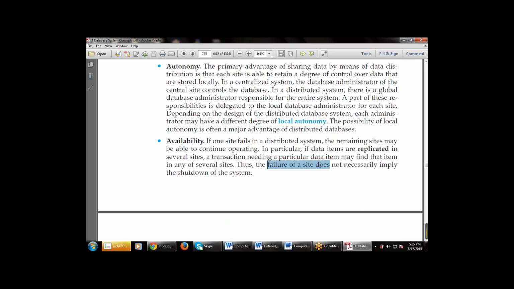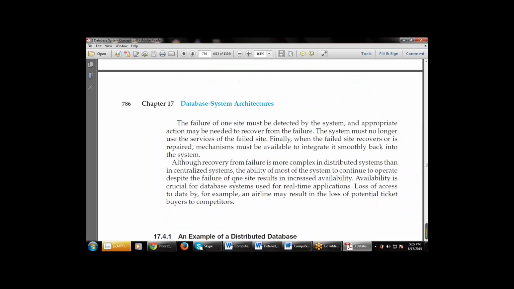In case of failure of a site, that does not necessarily imply the shutdown of the system, because if any site fails, then we can retrieve the data from another site. The failure of one site must be detected by the system and the appropriate action taken to recover from the failure. The system must no longer use the services of the failed site. We can use the system from a different site because the same data is available there also.